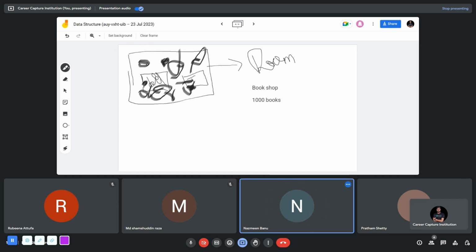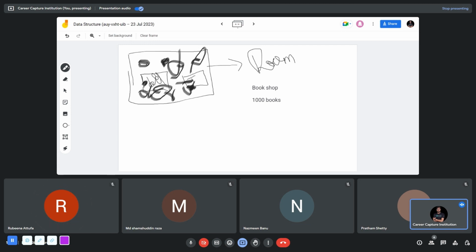Right. Now, what happens if all 1,000 books in my room are misplaced? Some might be on top of the table and some might be under the table, and so on. So will my room look good or bad if someone is going to enter? Tell me.